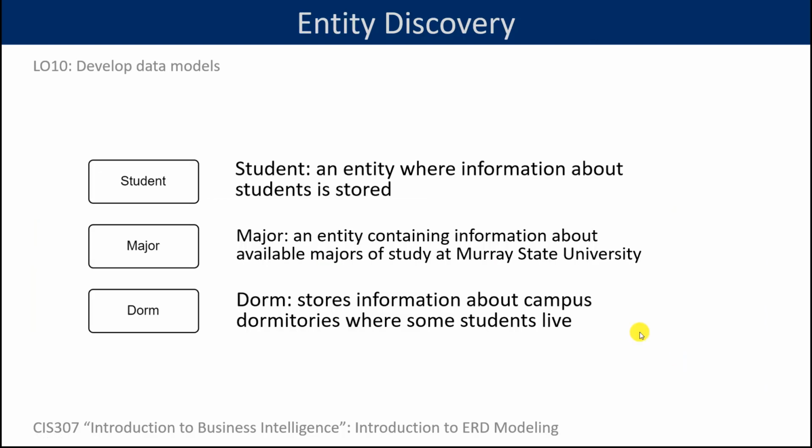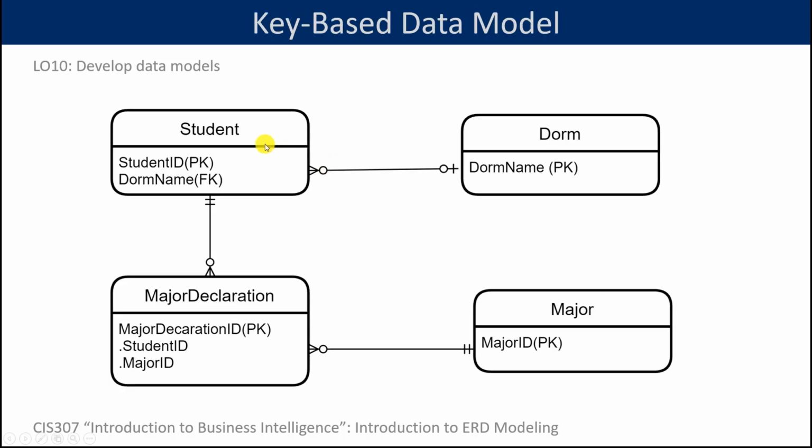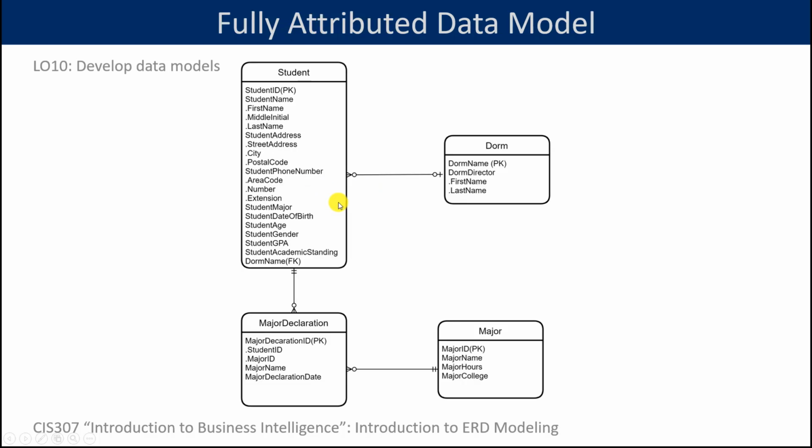So this is your entity discovery phase. You analyze nodes, you interview people, and you discover the following entities: student, major, and dorm. After that, you create a context data model. You just link those entities together to establish the scope, how large your data model is, and how large your final database will be. Then you create a key-based data model. So this is where you add primary and foreign keys to implement the relationships. Also, you fine-tune cardinalities based on that analysis. You make them more precise.